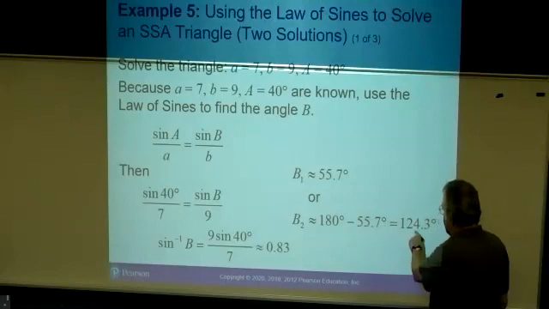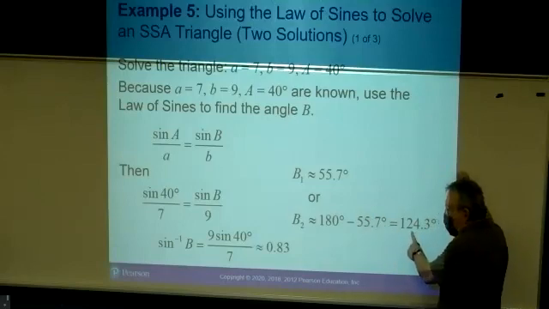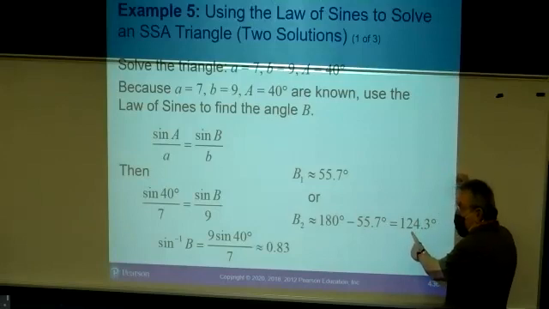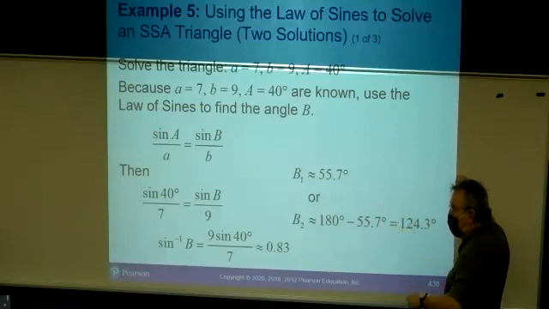Because 40 plus 124 is less than 180, both angles can work. So you get two triangles out of this.